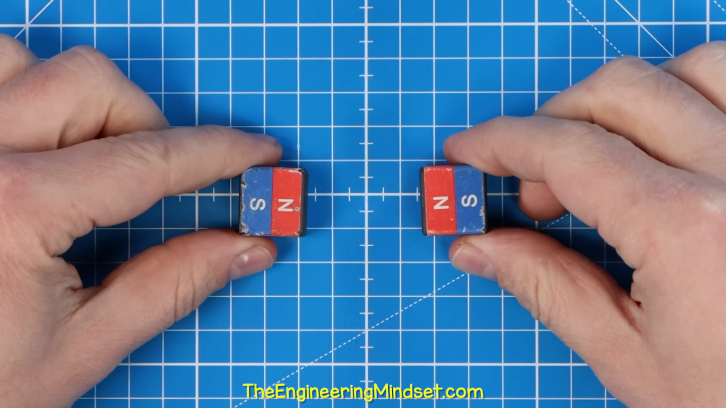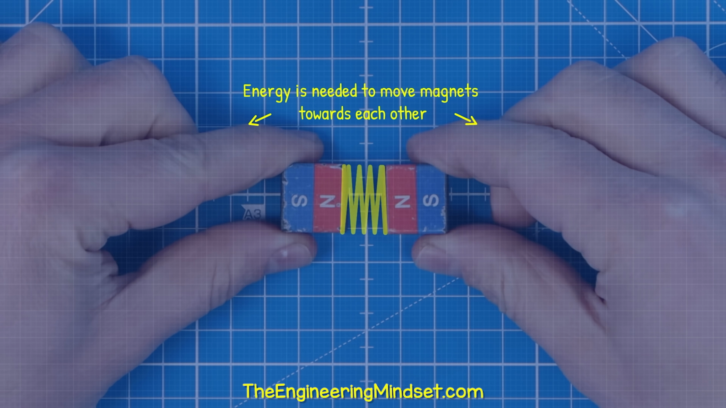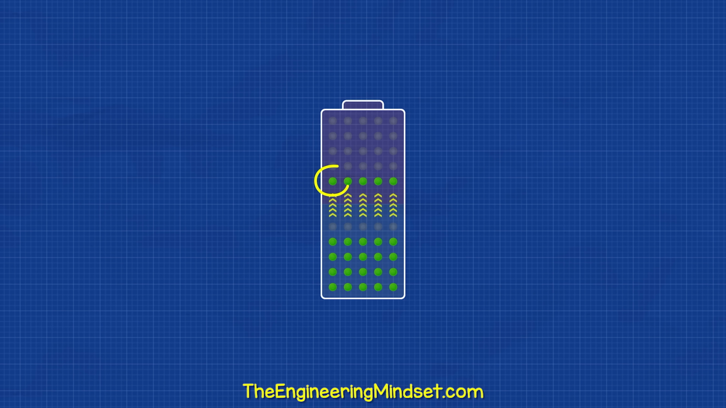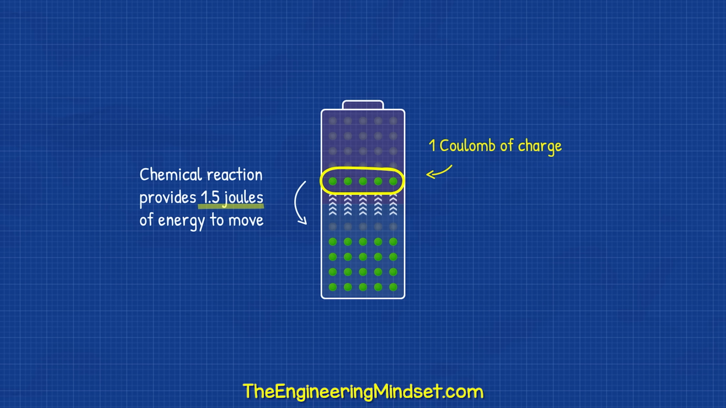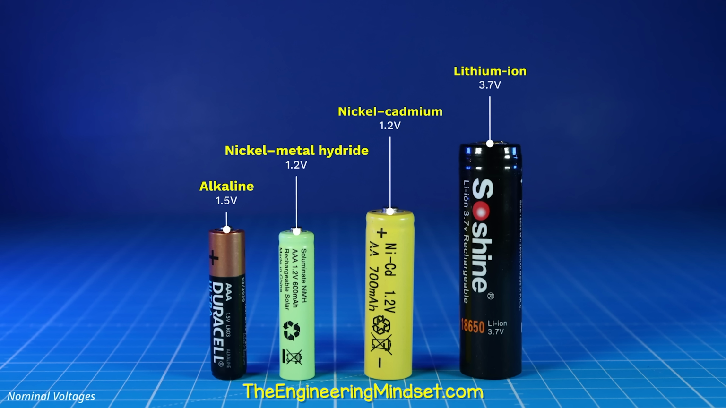For me to move these magnets towards each other requires energy. They want to repel. For the chemical reaction to move this electron against the electric field also requires energy. For every coulomb of charge moved, it requires 1.5 joules of energy. That is our voltage, our electromotive force. This is the pressure the battery can provide. Other chemical reactions can provide different voltages.